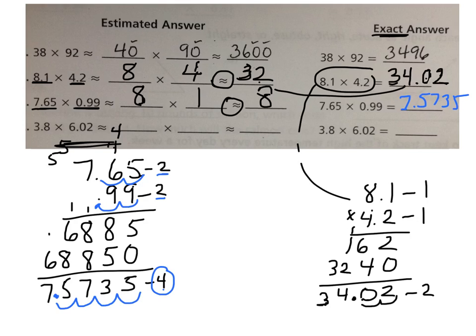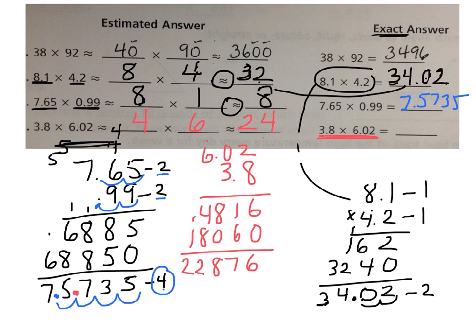And it is. If I'd accidentally put my decimal point here, if I'd miscounted and said that my answer was 75.735, 75 isn't close to 8, so I would have known I'd done something wrong with my decimal point. If I look at this next one, 3.8 is really close to 4, and 6.02 is close to 6. When I multiply those together, I get about 24. So now when I find my real answer here, we'll see if it's close to 24.